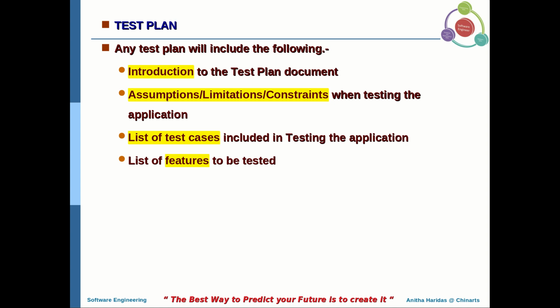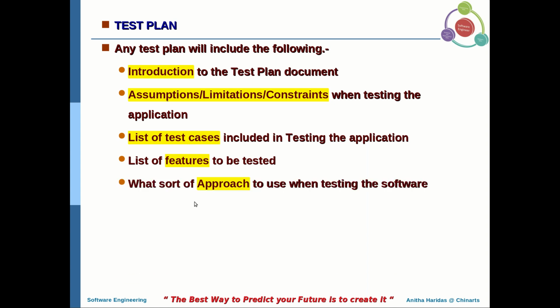Then you need the list of features to be tested, what you are going to test: whether you are going to test the database connectivity, the database manipulation, the storage, the network connectivity, the user interfaces, the performance of the system, or the security of the system. That is what you call features to be tested.